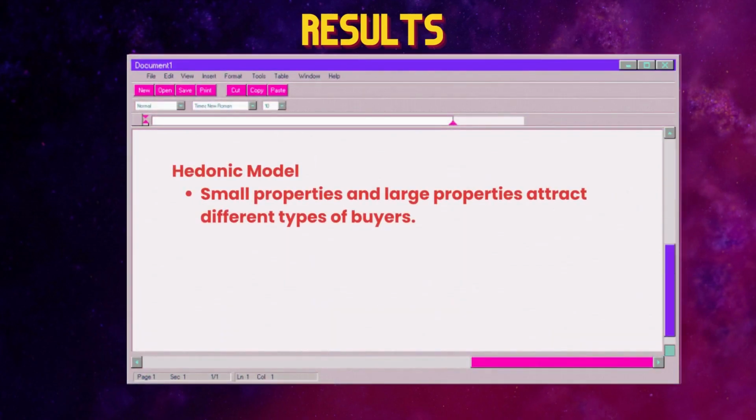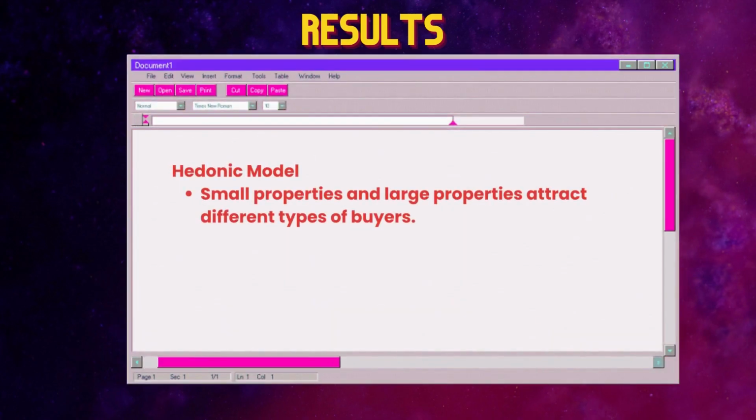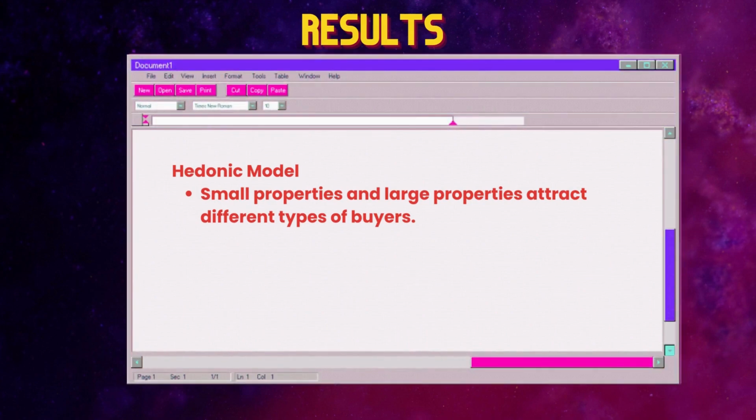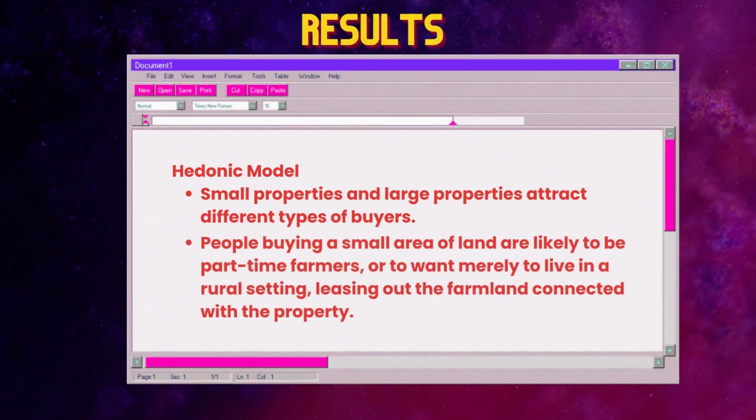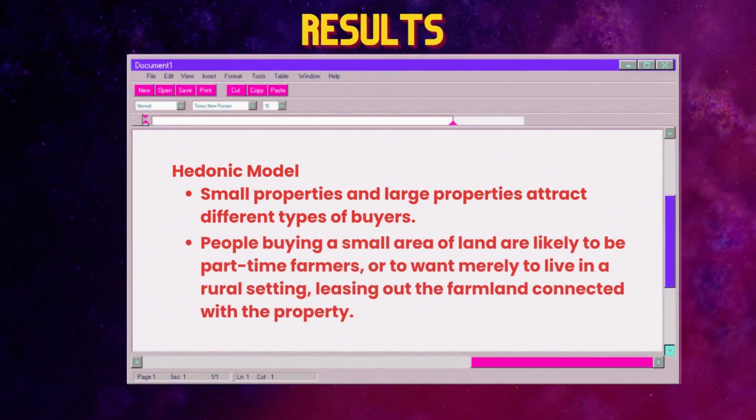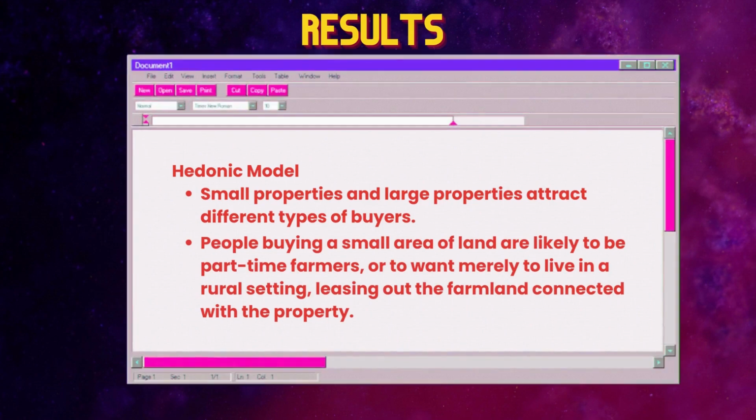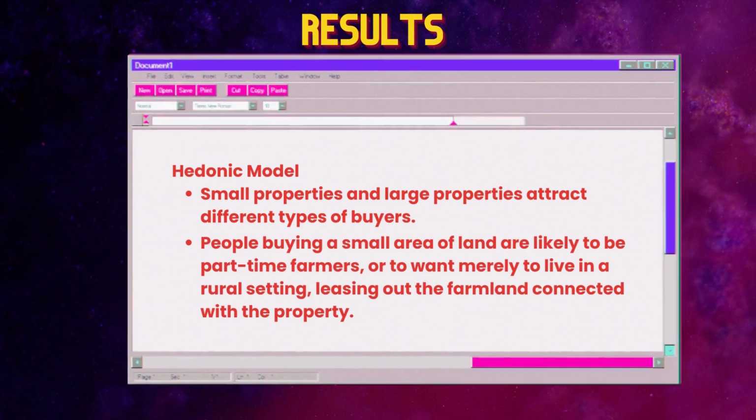For the hedonic models, small properties and large properties attract different types of buyer. People buying a small area of land are likely to be part-time farmers, or to want merely to live in a rural setting, leasing out the farmland connected with the property.